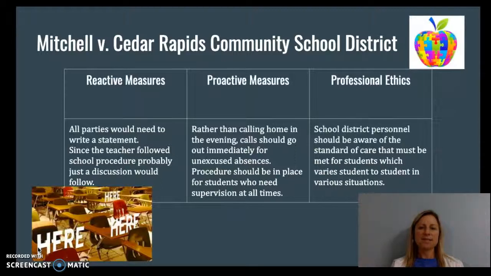And this particular situation, I think, goes back to that school district personnel should be aware of the standard of care that must be met for students, and that varies student to student and in different situations. So in this situation, they knew that this was a student that typically was supervised at all times. So it should be a little more worrisome when the student didn't show up, especially because the teacher was pretty sure she knew that she was with that older student.